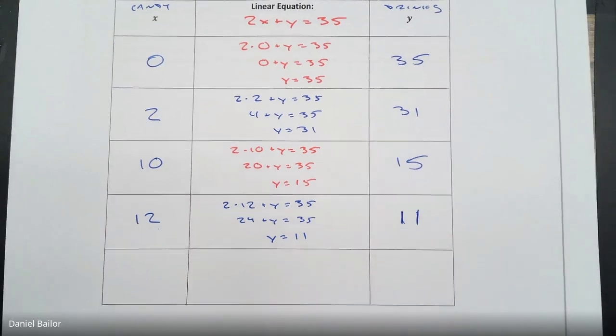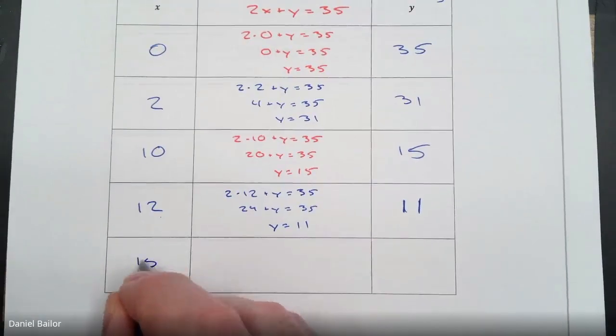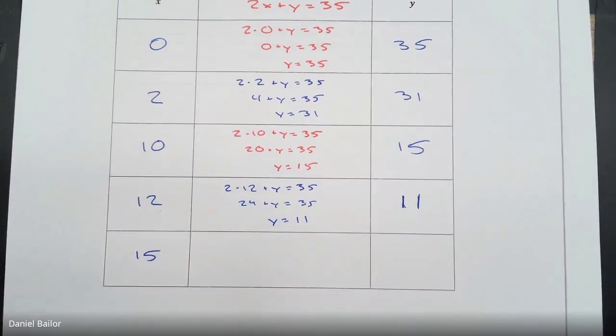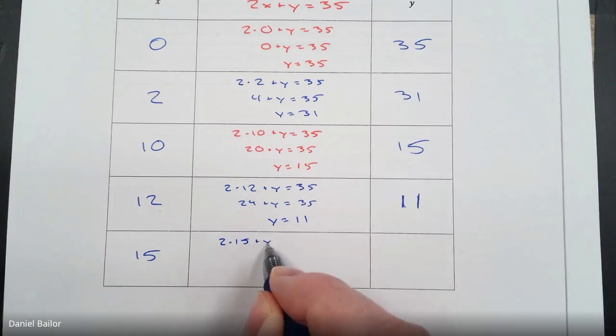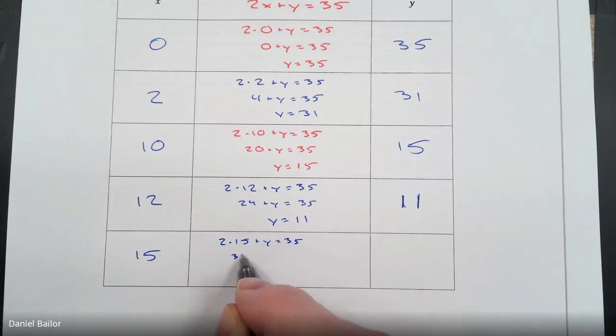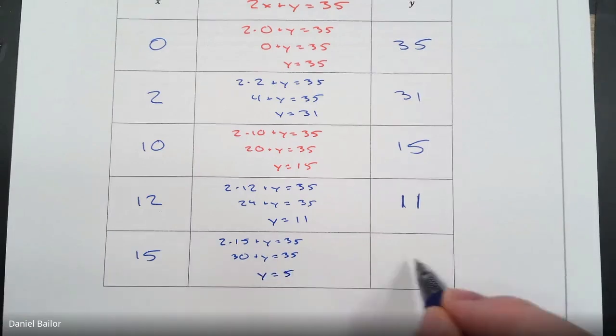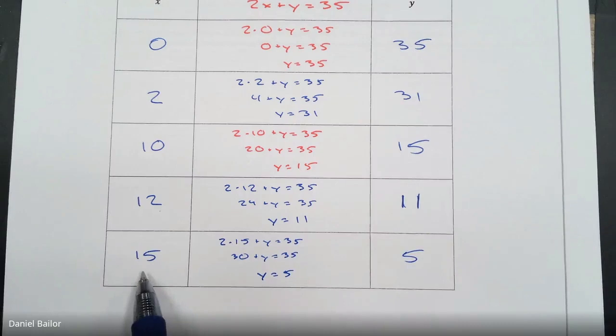Let's say 15 candy. You really like candy, you want 15 candies. 15 boxes of candy. You do 2 times 15 plus y equals 35. That's 30 plus y equals 35. Subtraction property of equality gives you y equals 5. So if you buy 15 candies, you get 5 drinks.